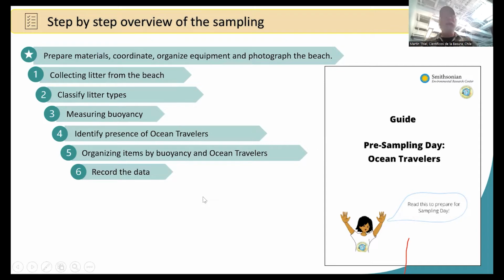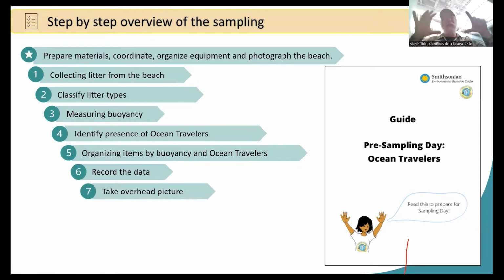We then, very important, take a picture from above of all the litter that is spread out in the different categories. We will see that in a minute. And then we are basically ready with the first question, and we can advance towards the second question.